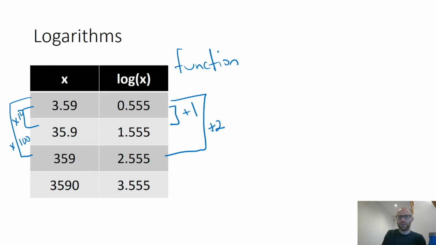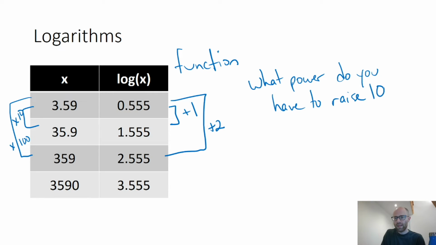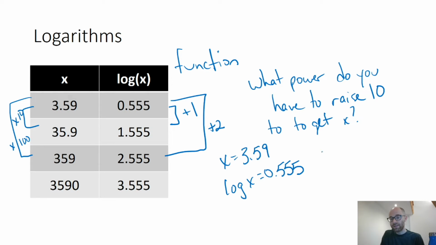In simple definitions, a logarithm is what power do you raise 10 to get x? In other words, 10 to the 0.555 power equals 3.59. It's just another way of writing this exponent in a way where you're kind of starting with the answer instead of starting with the exponent.